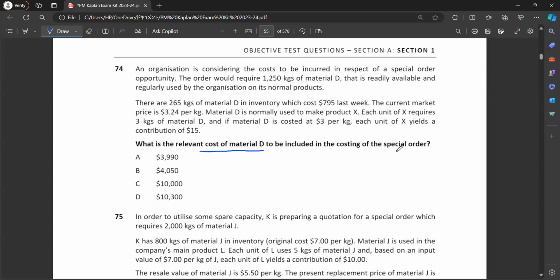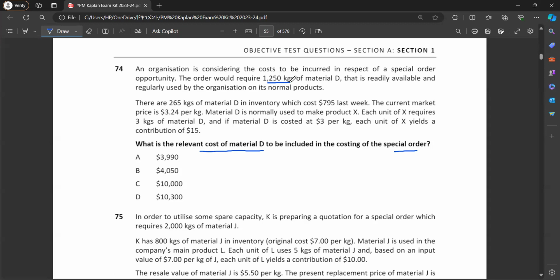For this special order, the requirement is 1,250 kgs of material D. Done. And there are 265 kgs of material D in inventory, which cost $795 last week. See, last week we are not bothered because that's historical in nature. The current market price of the material is 3.24 per kg. Material D is normally used to make product X.